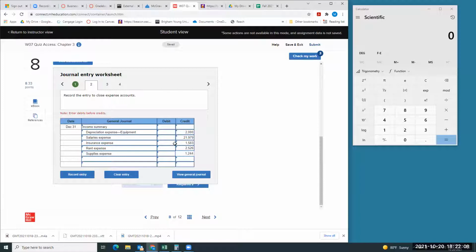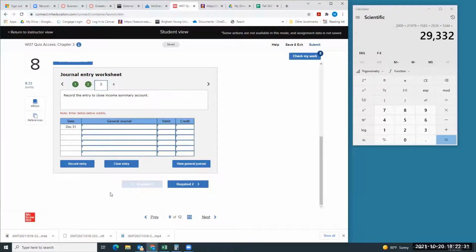All right, and so my debit now to income summary is going to be the sum of all of these credits. So 2,000 plus 21,979 plus 1,583 plus 2,526 plus 1,244. 29,332. That should be it.